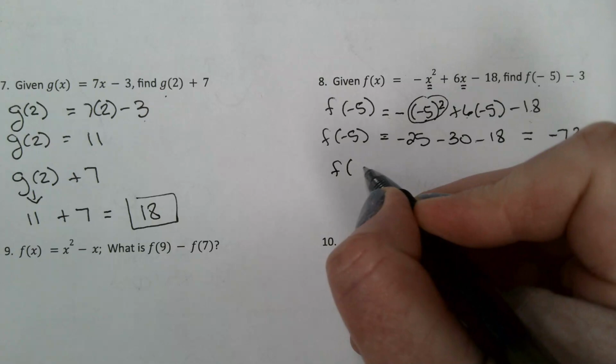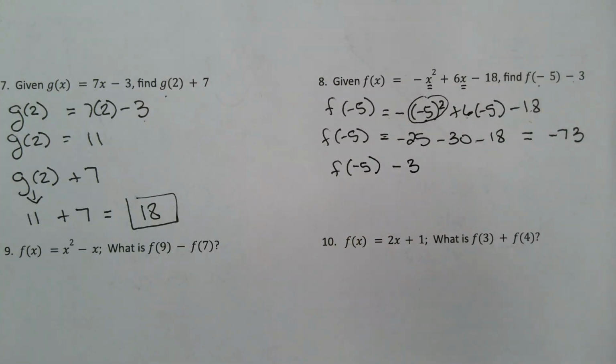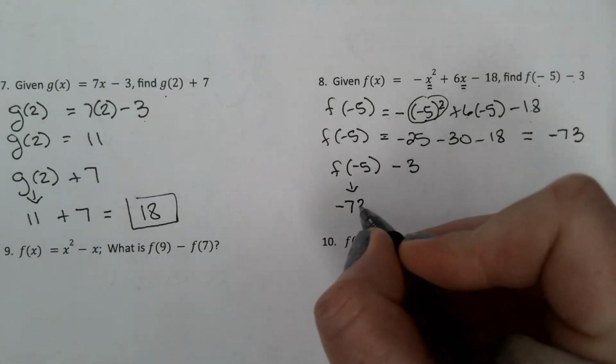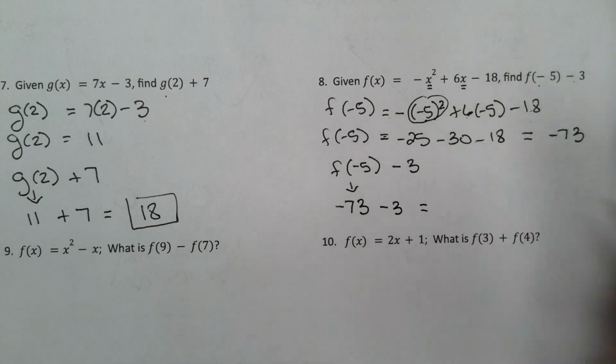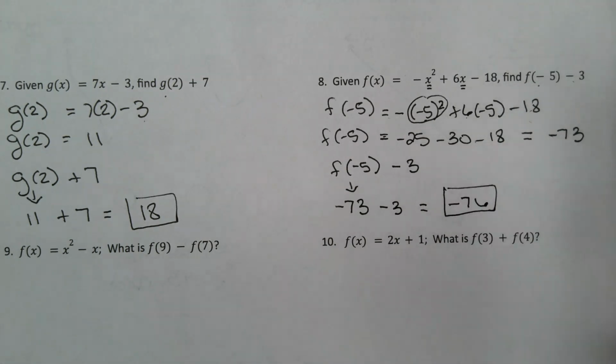So I want to find f of negative 5 minus 3. All right, so I just found f of negative 5. I know that's negative 73. And then I have to subtract 3 from that, and I get negative 76.